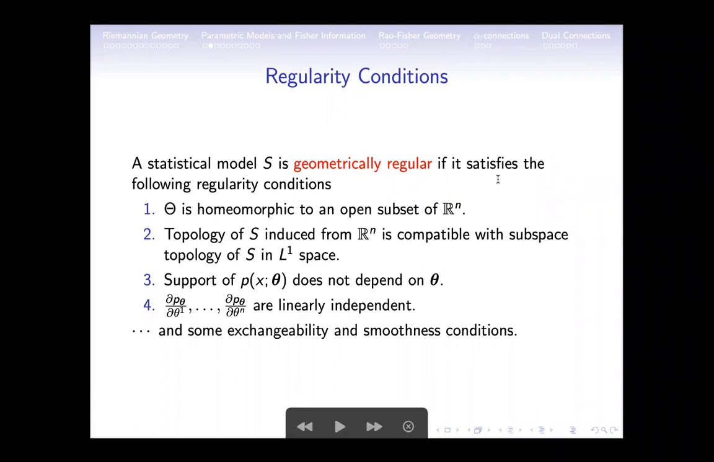With this, we also need some smoothness and exchangeability conditions on the partial differentiations and the integrations, to define Fisher information and so on later. So there are certain regularity conditions we need to assume and then go on doing all these things. But the distributions we work with generally satisfy all these conditions.